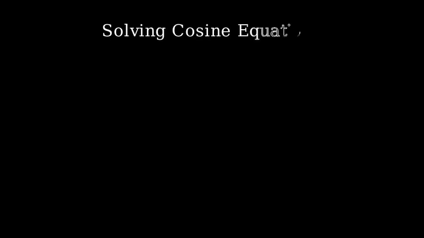Welcome. Today we'll solve the equation cosine theta equals square root of 2 over 2, finding all values of theta between 0 and 2 pi. Let's write out our equation and understand what it means. To solve this, let's visualize it using the unit circle.